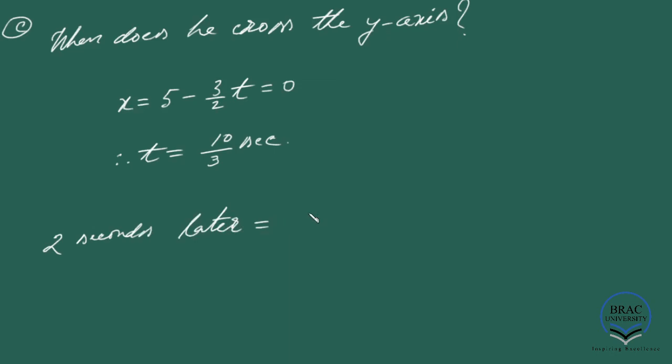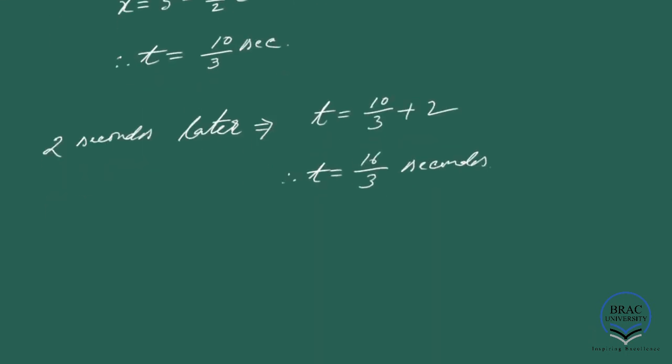what I get, the time that I have right now is t equal to 10 divided by 3. This is the time, and I'm going to add 2 seconds to that. So then the time t would become 16 over 3. So at 16 over 3 seconds, at this time, he's going to drop his wallet.